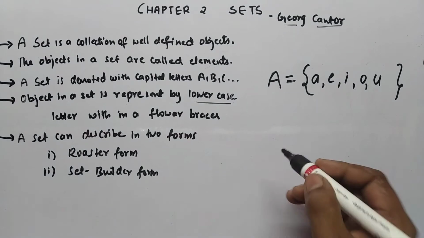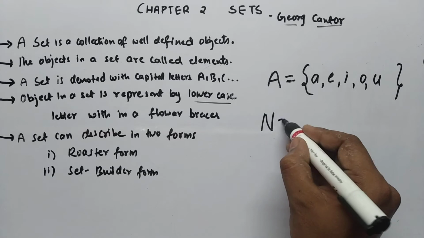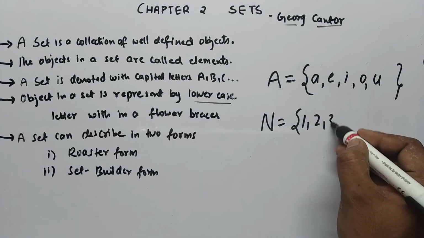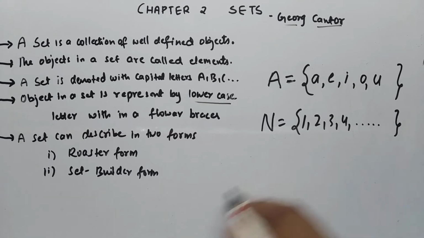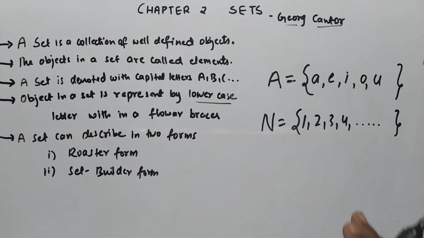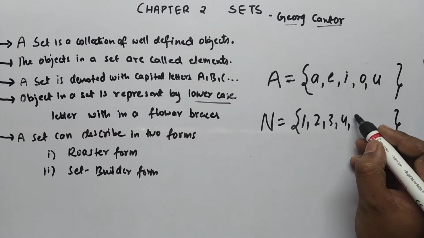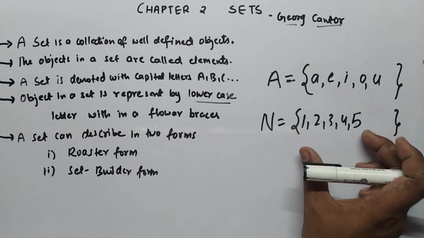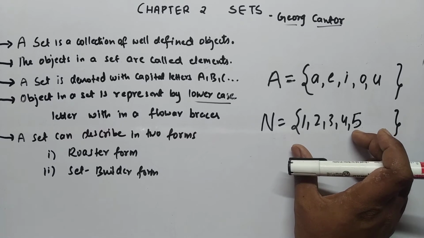If you take the set of natural numbers, you can represent it with N. The list of natural numbers is 1, 2, 3, 4, and so on. This is an infinite set. We can also take the set of natural numbers less than or equal to 5.